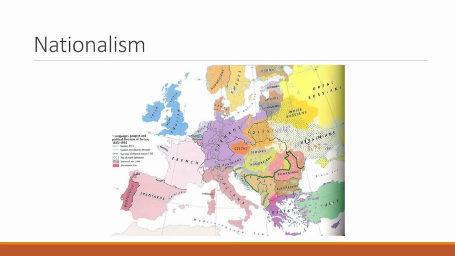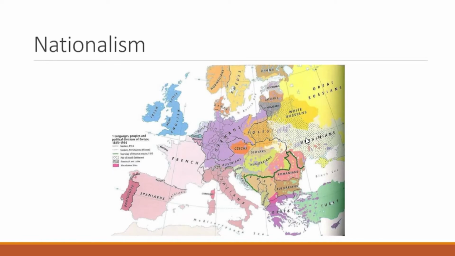The final point I want to talk about is nationalism. So nationalism is a very hard term to define, but in this case I would just say it's the determination of a certain group of people to create a nation. All right, that is the easiest way to think about it. It's much more complicated than that, but for now, just think about that.